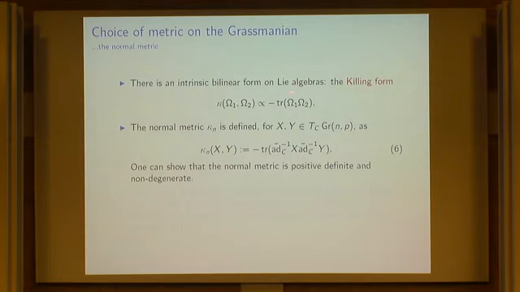I'm going to take back my vectors to their original space by undoing ad_c, and then take the trace. And you can show actually that this metric is well defined, positive definite, and non-degenerate.